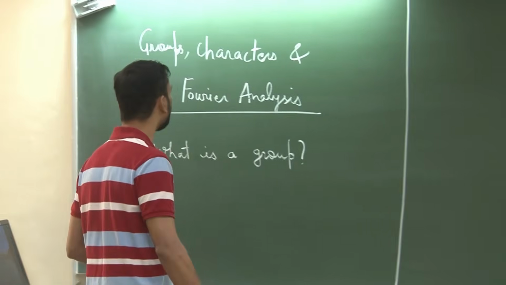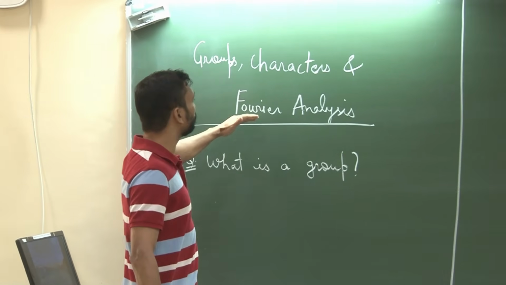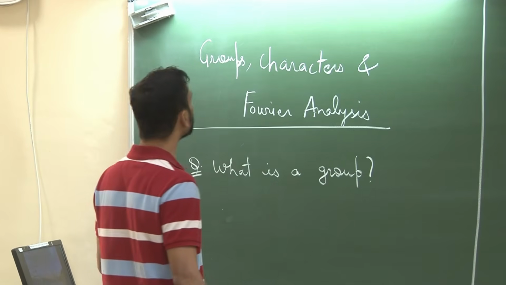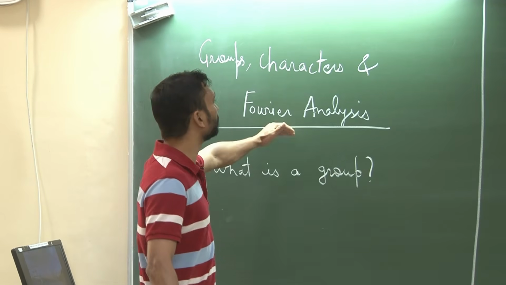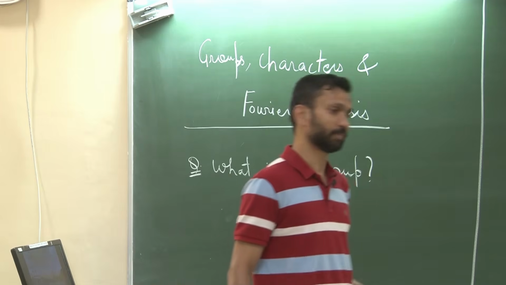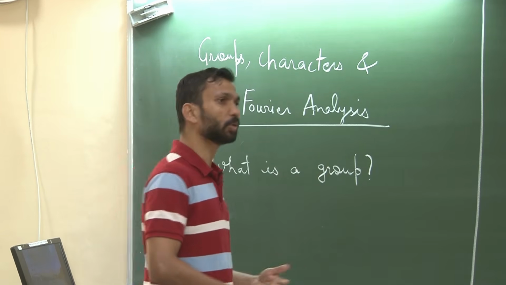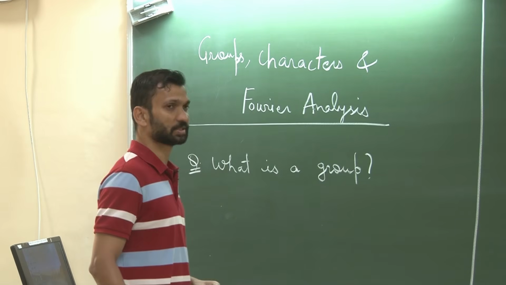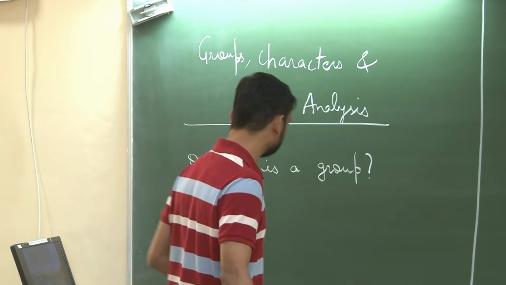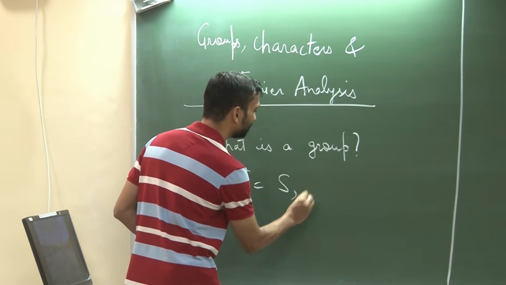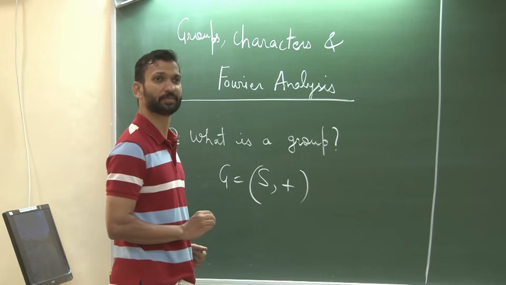We will see what it means to do Fourier analysis on an abelian group. So I will briefly introduce groups and characters and then talk about Fourier analysis. Let's start with the basics, just to remind you about the things, and then we will move to Fourier analysis. So what is a group? A group is basically a set and an operation, right?